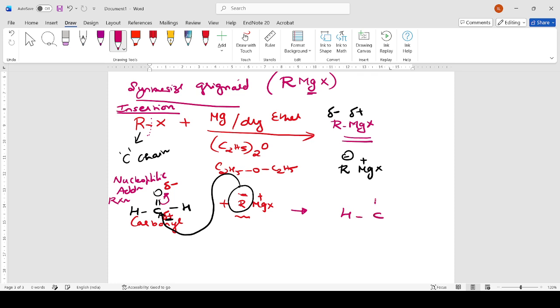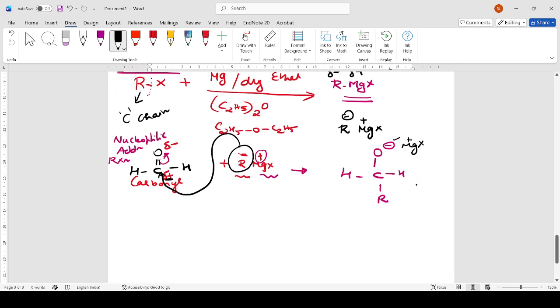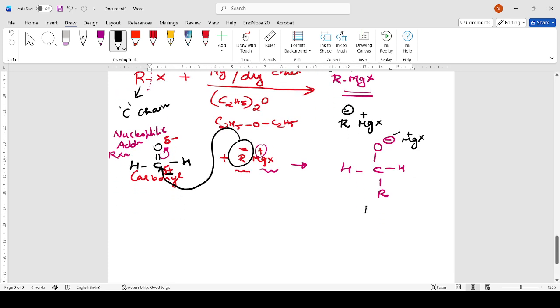H, C, single bond is there, oxygen is there. Since this bond got shifted towards oxygen, the oxygen carries a negative charge. Hydrogen is still there. I have R. Now who else is remaining? MgX is remaining. What charge does it carry? Positive charge. So opposite charges should attract each other. This is negative, so the positive gets attracted here. So this is the intermediate that is getting formed here, followed by water hydrolysis.